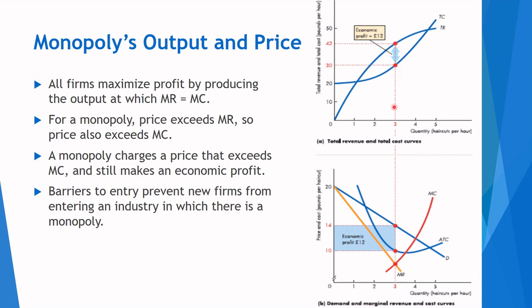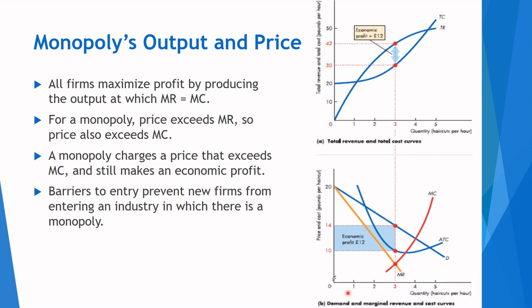And remember how this firm's profits were maximized when it was selling 3 units of output and charging a price of £14? That happens over here at 3 units of output. The difference between the firm's total revenue and the total cost is the maximum. The firm's total revenue and total costs difference is maximum when it provides 3 haircuts an hour. So at this point, the firm is maximizing its difference between total revenue and total costs, and hence it is maximizing its profits. Economic profit for the firm is equal to £12, which is 42 minus 30. £12 per haircut.